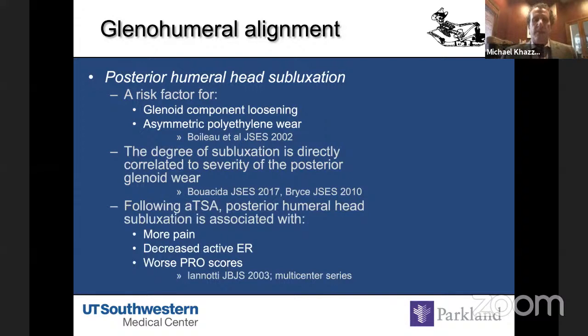There have been several studies finding that in anatomic total shoulder arthroplasties with preoperative posterior humeral head subluxation, the humeral head will go back to where it was after time postoperatively, and you'll have increasing pain, decreased external rotation, and worse patient-reported outcome scores. And even in 2003, a study by Iannotti and Norris found that the more severe the posterior humeral head subluxation that was present, the worse the outcomes.